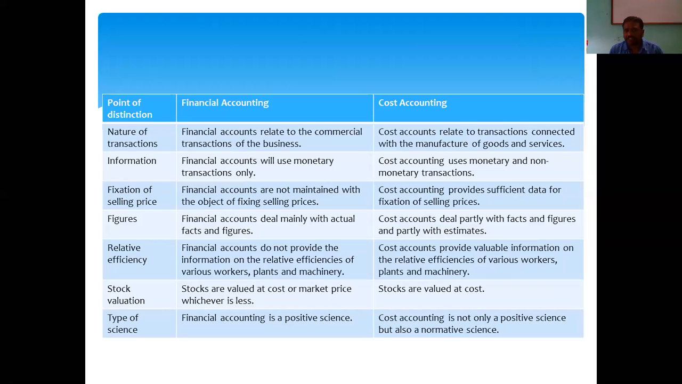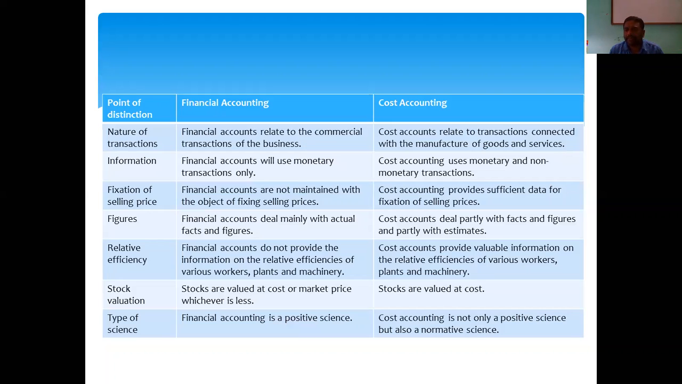And next, information. The financial accounts will use monetary transactions only. I told clearly. So here the salaries, we are writing 15,000. Wages 200, and rent 2,000. Printing and stationery 500. Wages 2,000. So like that, we are going to mention under the financial accounting in monetary terms only. But whereas in cost accounting, we are going to explain the monetary terms as well as the non-monetary terms.